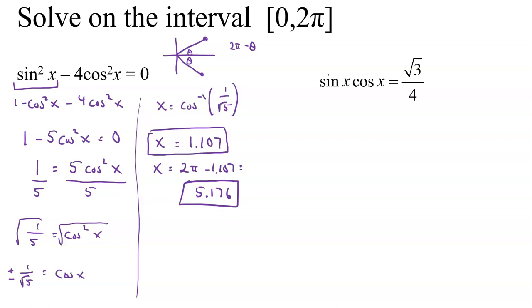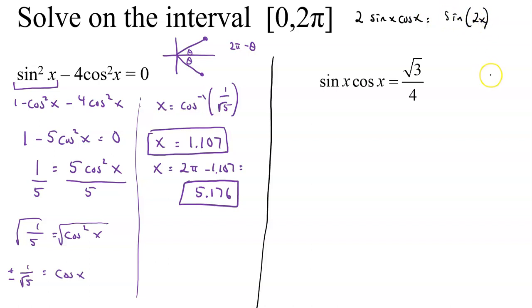All right, let's do one more, and then we'll split this into a second video for the second part of this. This one over here says sine x cosine x equals square root of 3 over 4. Well, I know a formula that says 2 sine x cosine x equals the sine of 2x, but I don't have a 2 sine x cosine x, I have just a sine x cosine x. Well, that can be fixed pretty quickly with a red marker, and we multiply both sides by 2.